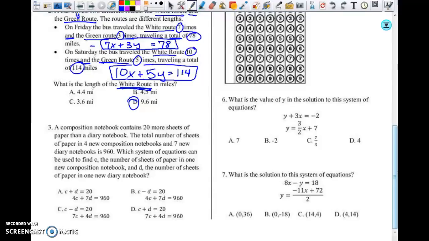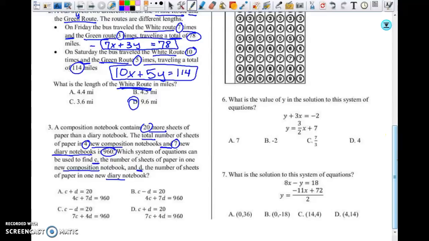Number 3, composition notebook contains 20 more sheets than a diary notebook. The total number of sheets of paper in 4 new composition and 7 new diary notebooks is 196. Which system of equations can be used to find C, the number of sheets in 1 new composition, and D, the number of sheets in 1 new diary? So I got C and D, right?